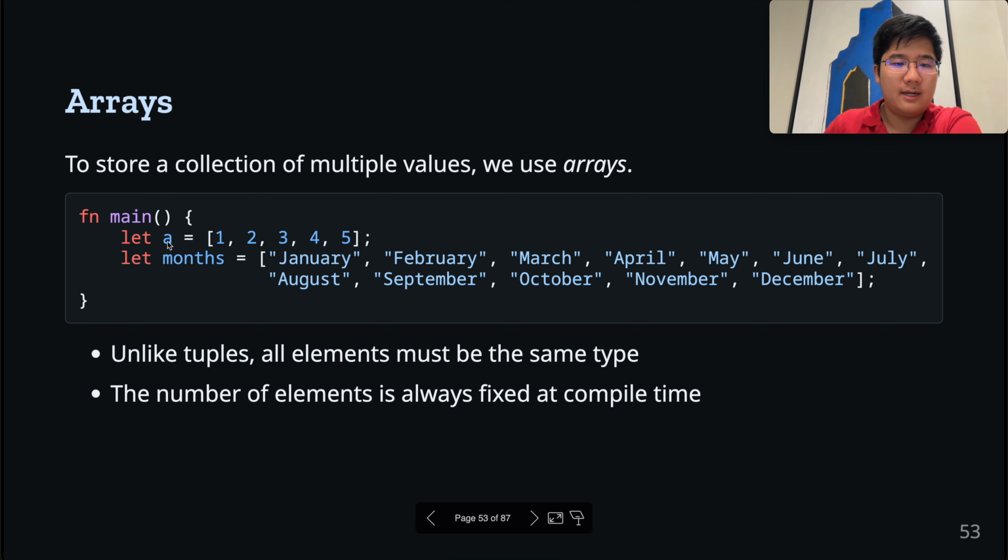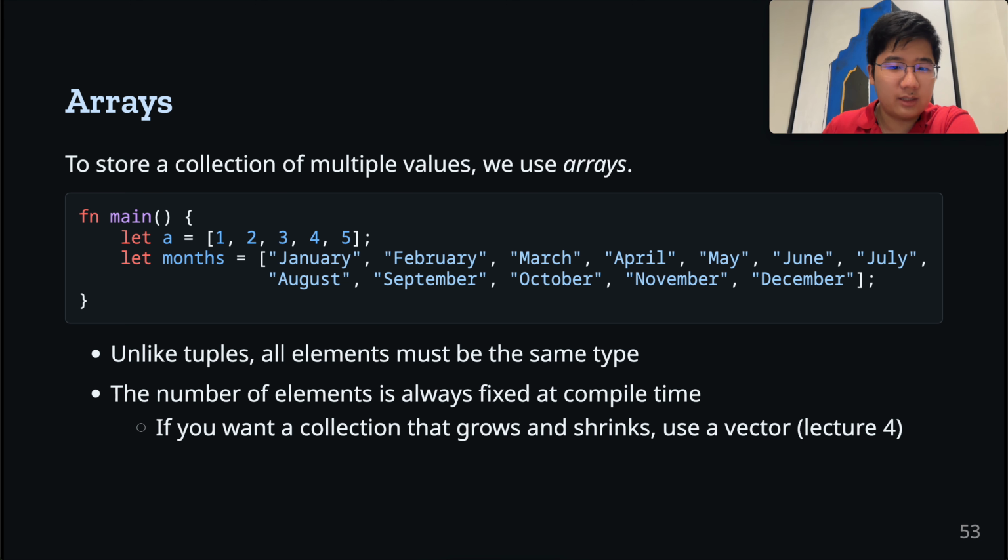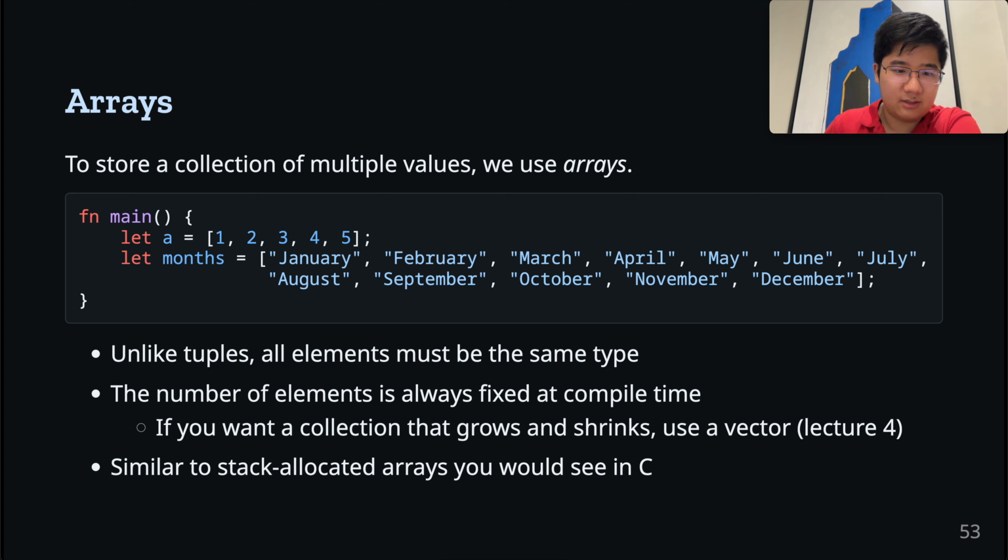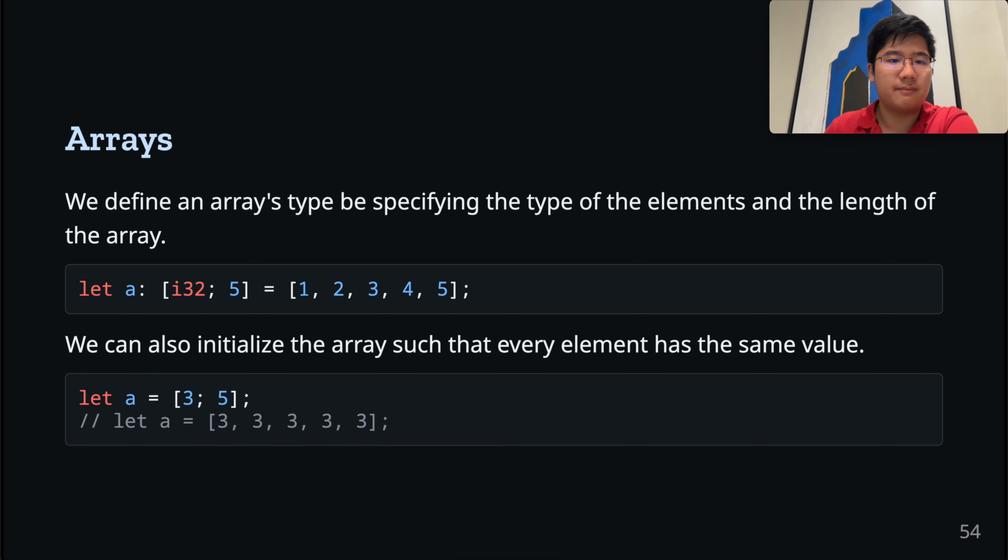So here, let a equals this. There are 5 values in here, so at compile time, we need to know that there are 5 values. Similarly for months, there's 12 here, and we need to know that there are exactly 12 values. So if you're thinking of something that can change size, those are not called arrays in Rust. Those are called vectors, and we'll talk about that in week 4. If you want a collection that grows and shrinks, use a vector. So these arrays are basically the same as stack allocated arrays in C.